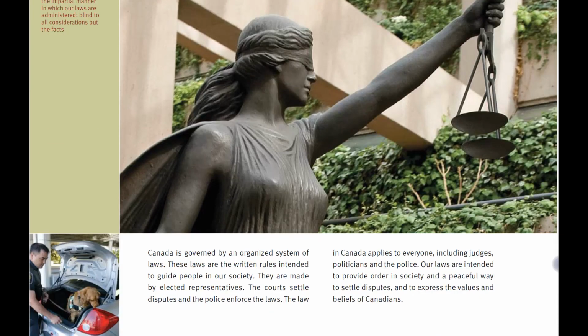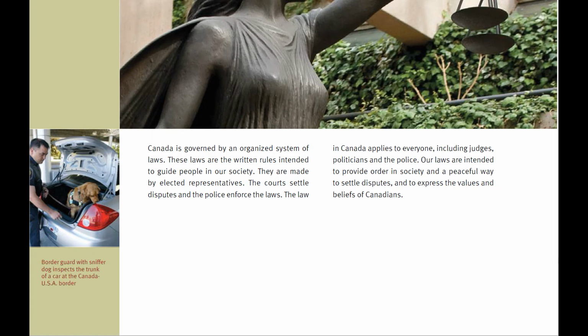Canada is governed by an organized system of laws. These laws are the written rules intended to guide people in our society. They are made by elected representatives. The courts settle disputes and the police enforce the laws. The law in Canada applies to everyone, including judges, politicians, and the police. Our laws are intended to provide order in society and a peaceful way to settle disputes and to express the values and beliefs of Canadians.